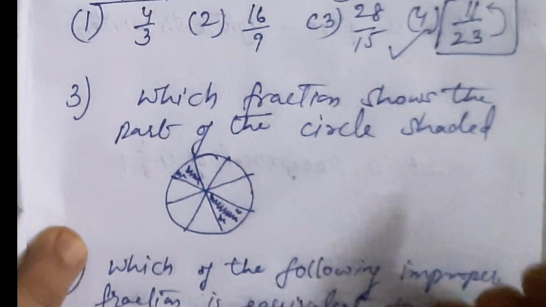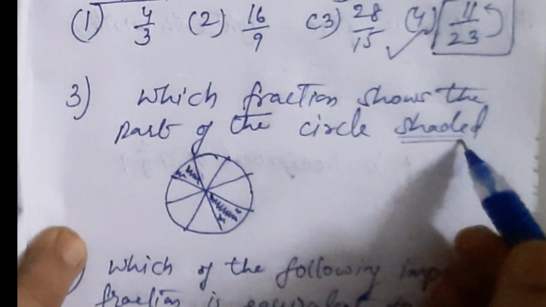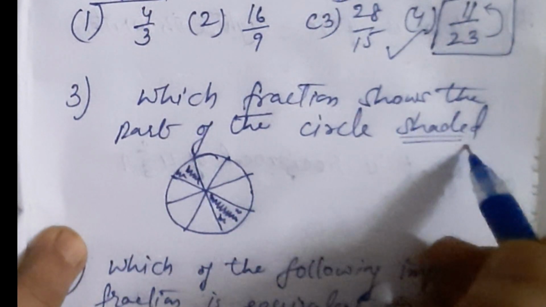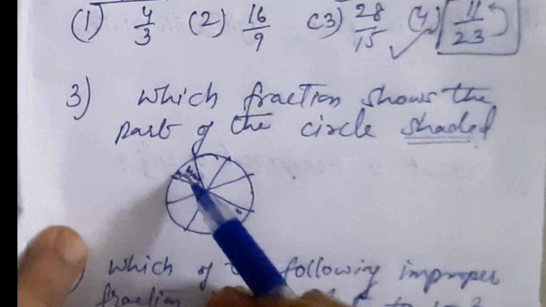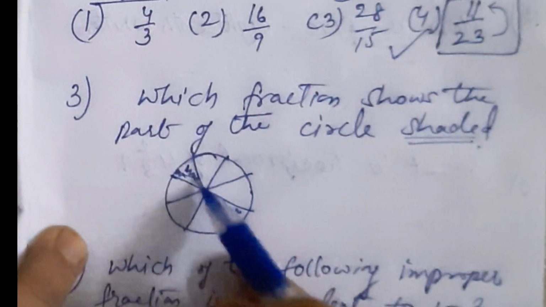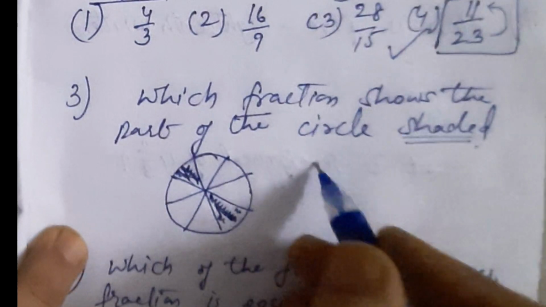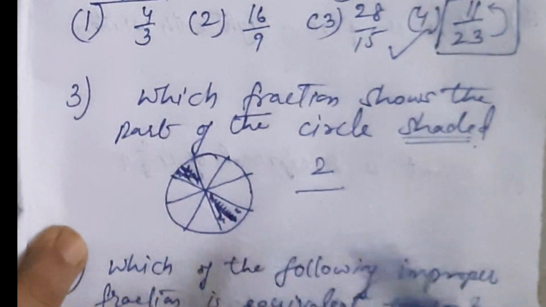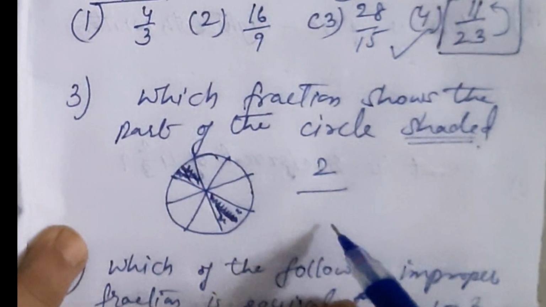Now the third question is given: which fraction shows the part of the circle shaded? So here they can make two kinds of questions, what is shaded and what is unshaded. When they ask about the shaded, we need to count how many shaded parts there are. So here we can see two shaded parts. We'll write that in the numerator and the total number of parts in the circle in the denominator.